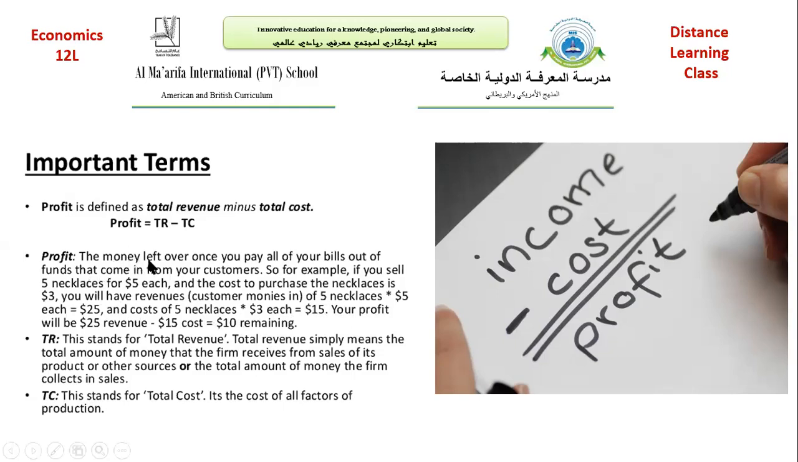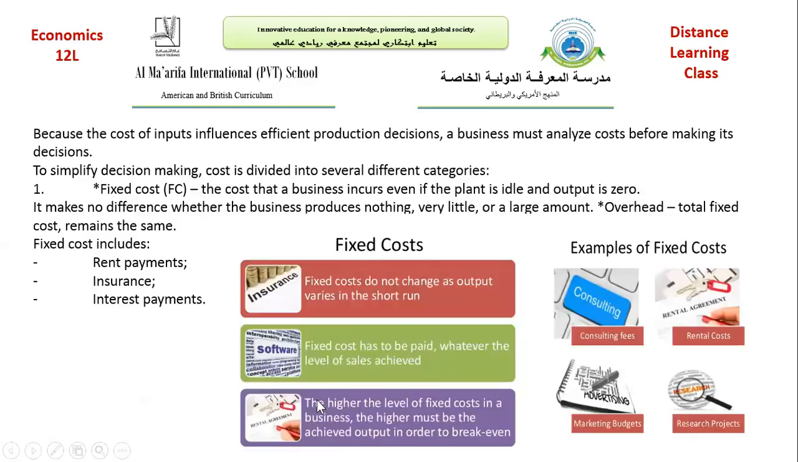So profit is the money that is left over once you pay all your bills and all your expenses out of the funds that come from customers, meaning from all your sales revenue. TR stands for total revenue. Total revenue simply means the total amount of money that the firm receives from sales of its product or any other sources, the total amount of money that the firm collects in sales. TC stands for total cost, all expenses that a company must pay for factors of production.